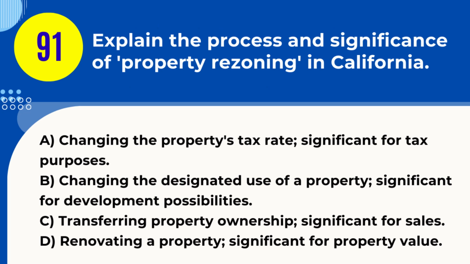Question 91. Explain the process and significance of property rezoning in California. A. Changing the property's tax rate, significant for tax purposes. B. Changing the designated use of a property, significant for development possibilities. C. Transferring property ownership, significant for sales. D. Renovating a property, significant for property value.